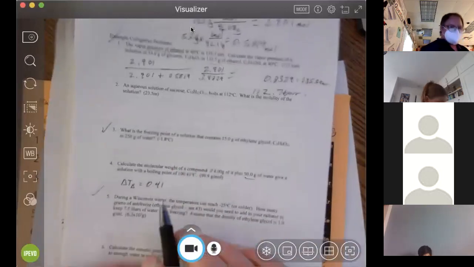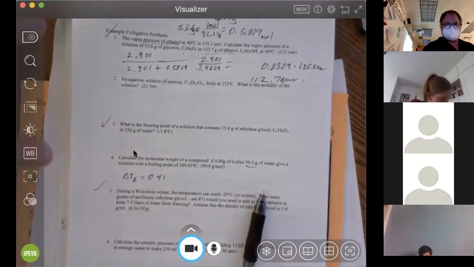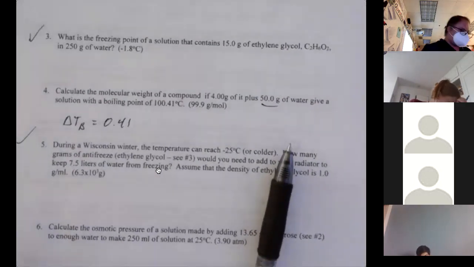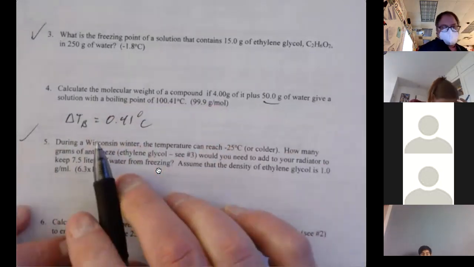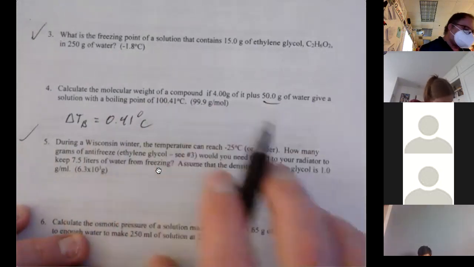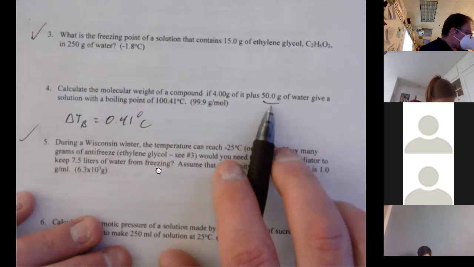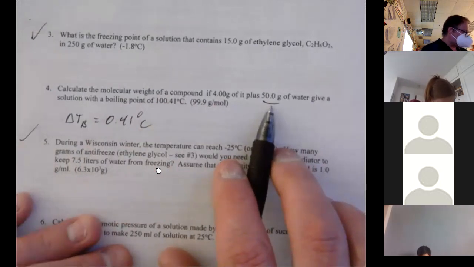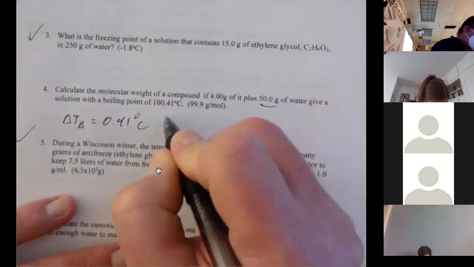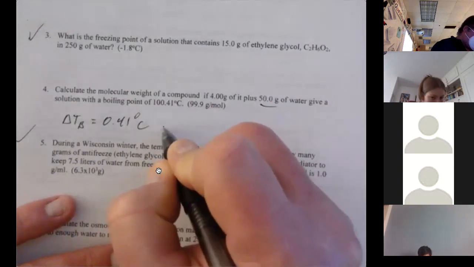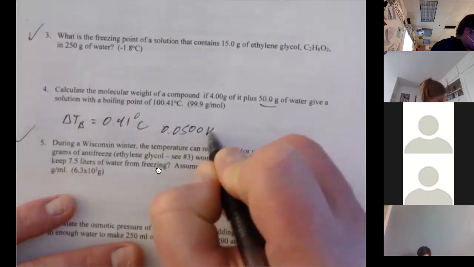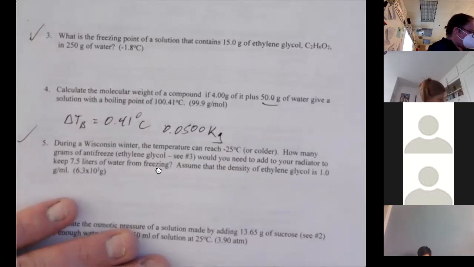There we go. So this 0.41, I'll zoom in a little bit on that for you. 0.41 degrees Celsius is our change in temperature, we're boiling. You get that from taking 100 and subtracting it from this, because we are dealing with water. Now this 50 grams is our mass of the water. So we have 0.0512 kilograms, right?